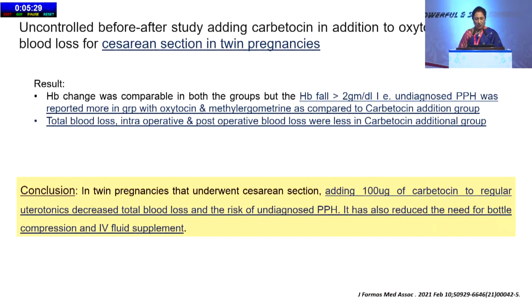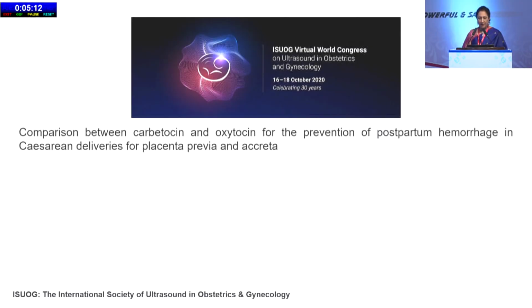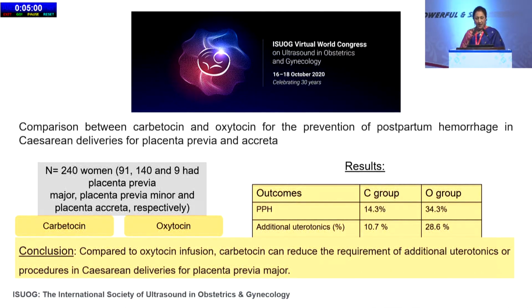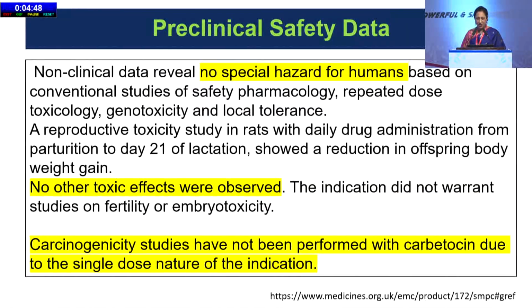The conclusion was that in twin pregnancies that underwent cesarean section, 100 micrograms of carbetocin added to regular uterotonics decreased the total blood loss and the risk of undiagnosed PPH, and it also reduced the need for more fluid supplementation. Also, there was a comparison between carbetocin and oxytocin for preventing PPH in cesarean deliveries for placenta previa and accreta. Compared to oxytocin infusion, carbetocin could reduce the requirement of additional uterotonics in procedures like cesarean deliveries done for placenta previa major.